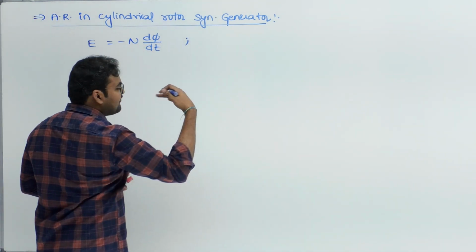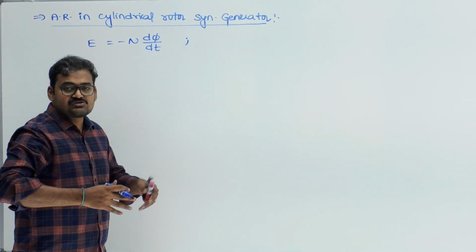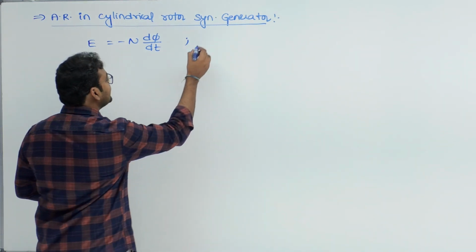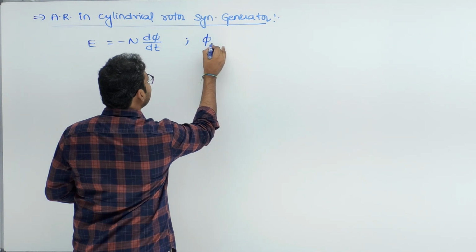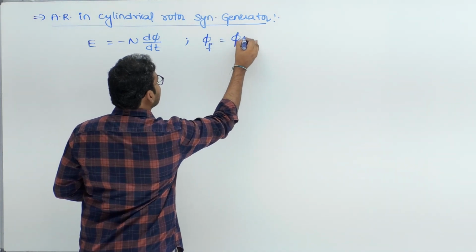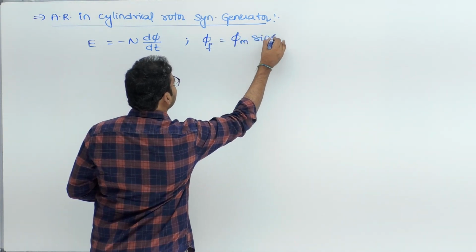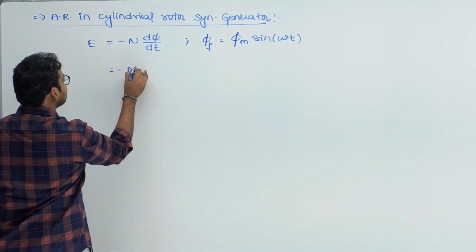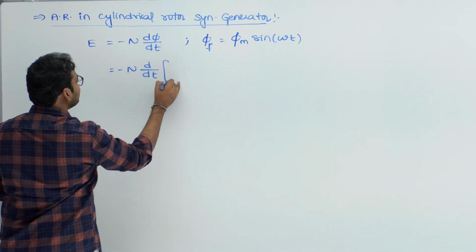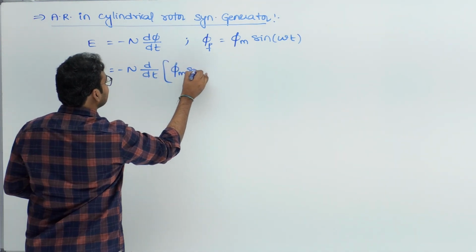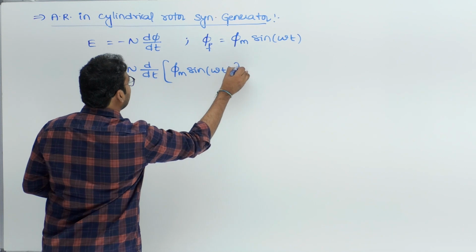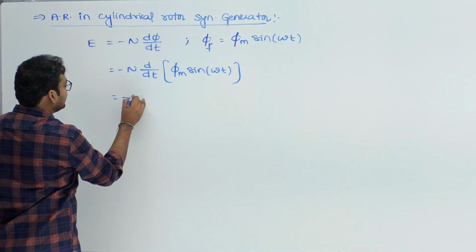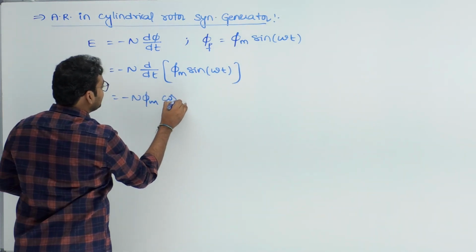And we are assuming flux is purely sinusoidal. That means only the fundamental harmonic I am taking. Therefore, the equation for field flux is phi equal to phi m sine omega t. Okay, right. Substitute that flux here. Therefore, minus N into d by dt of phi m sine omega t. Isn't it? And what is the derivative of sine omega t? It will be cos omega t.